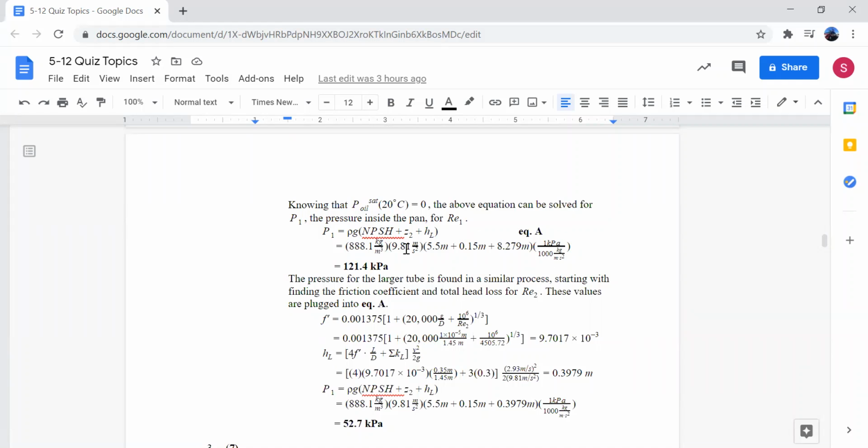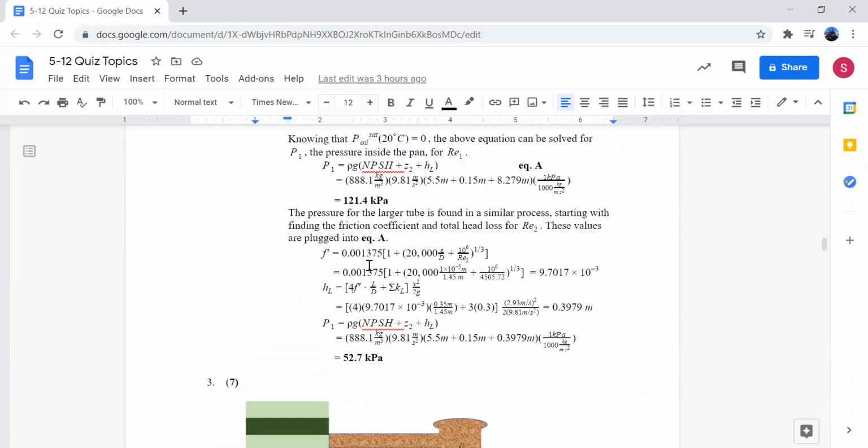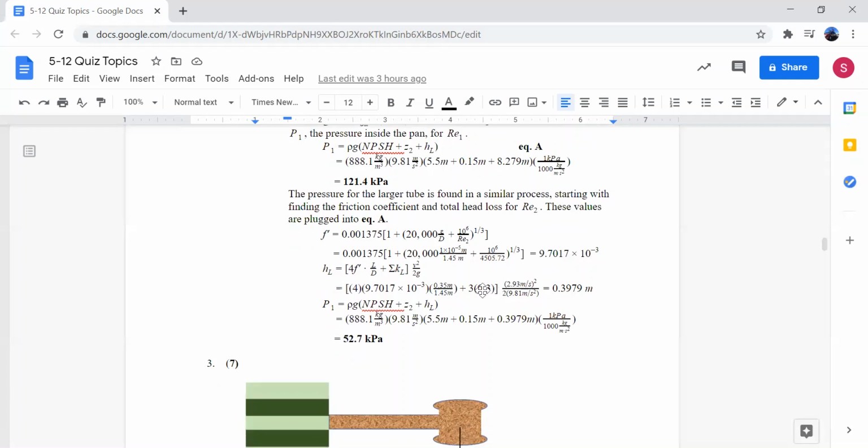Then we plug everything in for the laminar flow, and this is what we get. Then you do the same exact thing for the other Reynolds number, but the F prime equation is just a little bit different because this is turbulent flow, and this epsilon is for the rubber tubing, the surface roughness. Then you just plug everything in and do everything the same, and this is the pressure that you get if you have the much larger diameter.